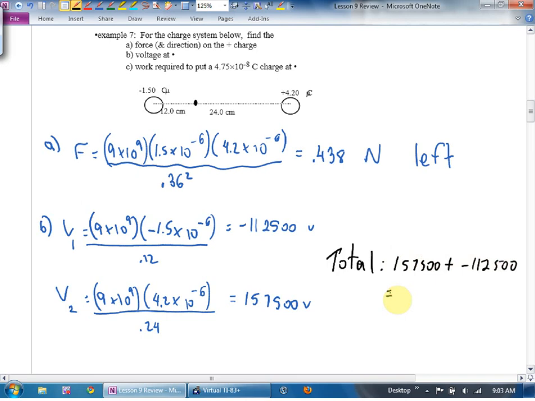Your calculator died? Your calculator or my calculator? Battery's completely dead?